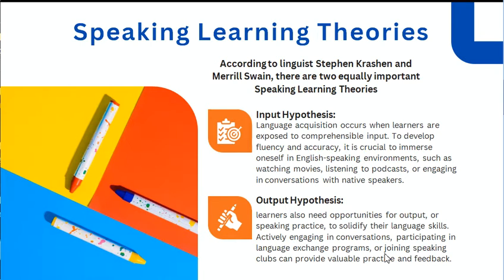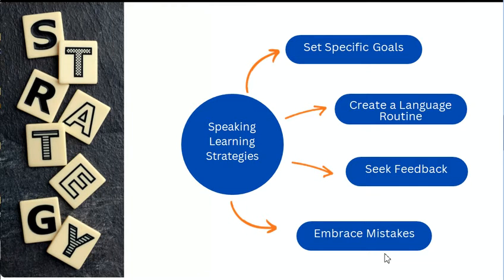So why are we talking about this? Because you need to understand the science behind learning a language. Once you have understood how language can be learned, it is easy for you to decide and devise your strategies and go for it. So let me move to the other one. The other one is strategy. We already stated that there are strategies which help you to learn a language.